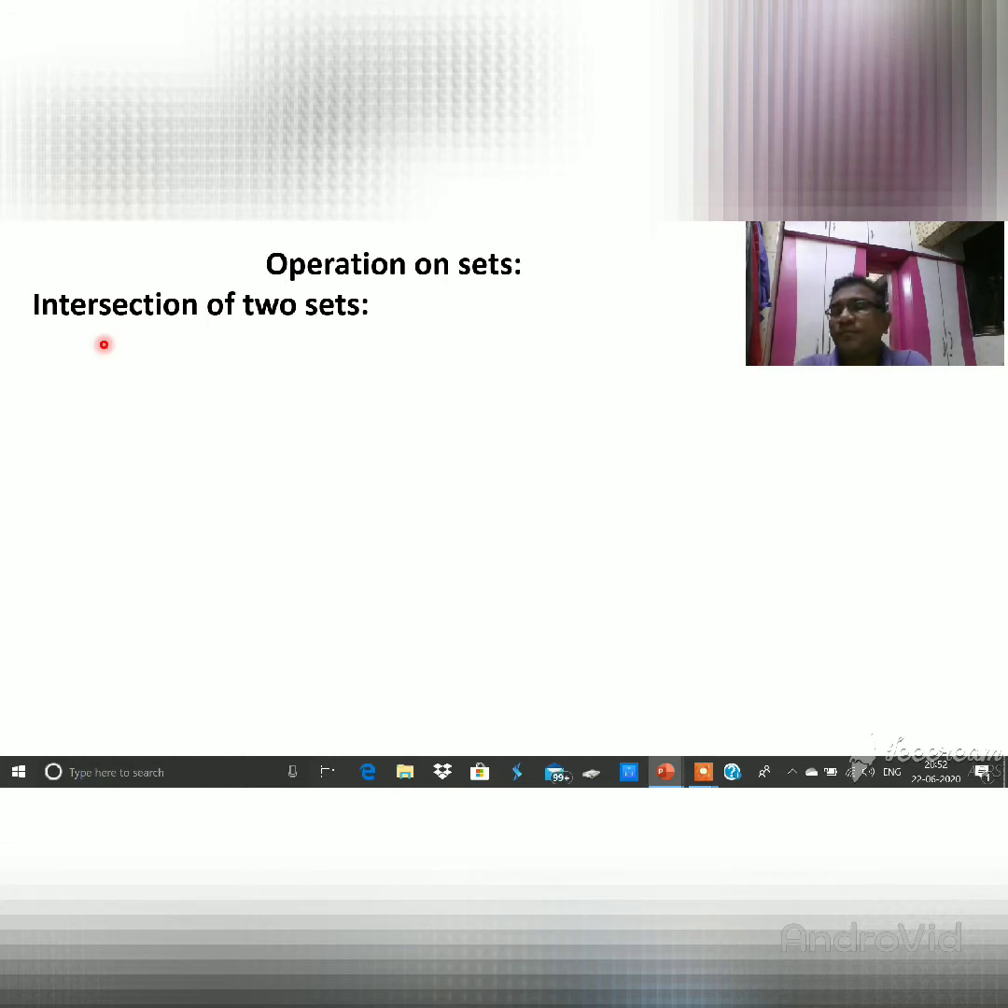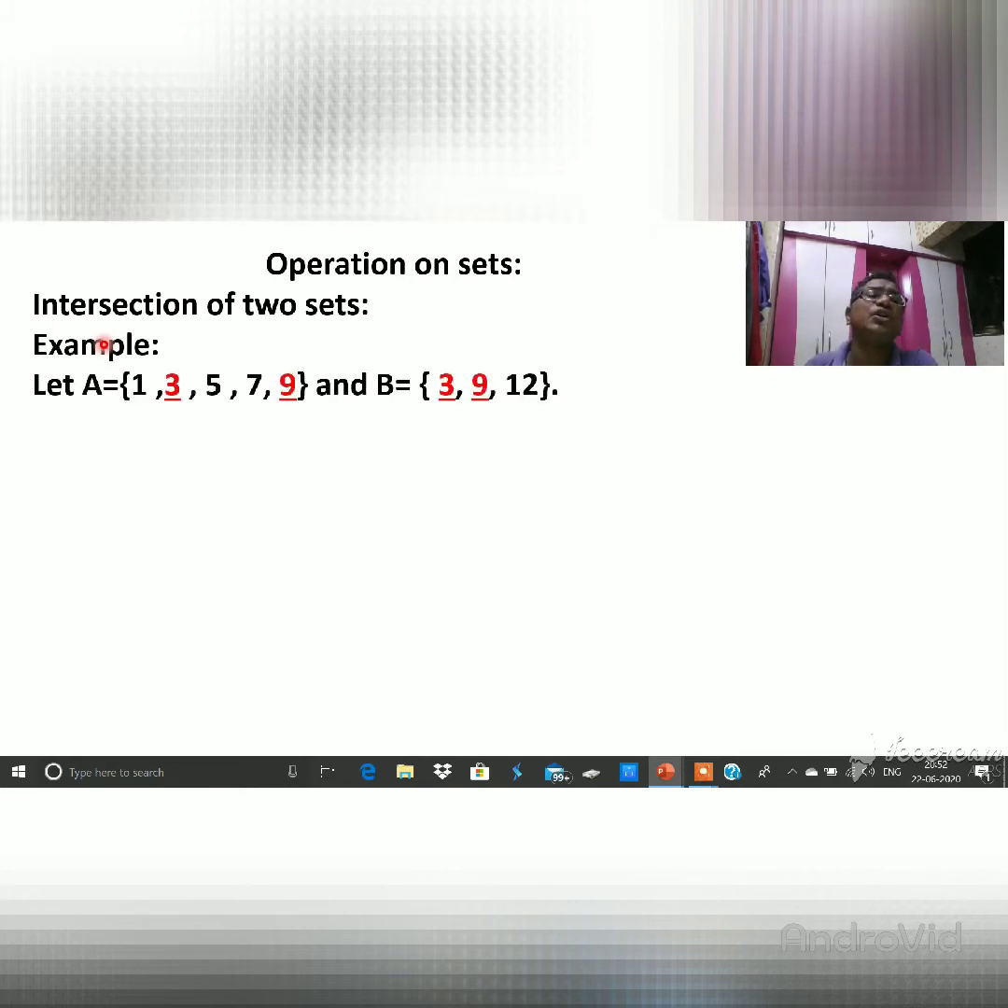Suppose here we have 1, 2, 3. This is one set. Another set is taken, 2, 3, 4. So 2 and 3 are common in the two sets. So the intersection is 2, 3. So the intersection is 2 and 3. Now we can see an example on the screen, which is written on the screen.